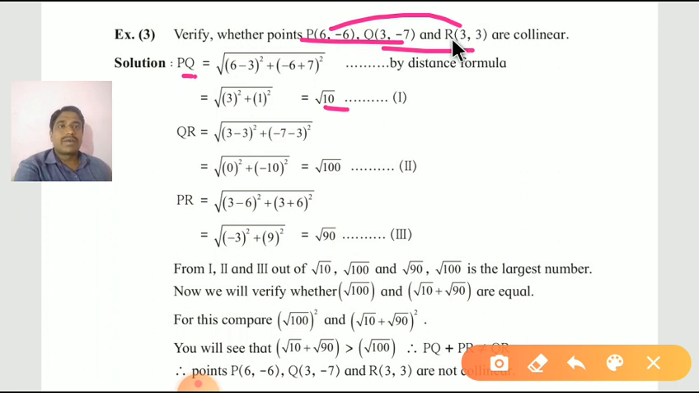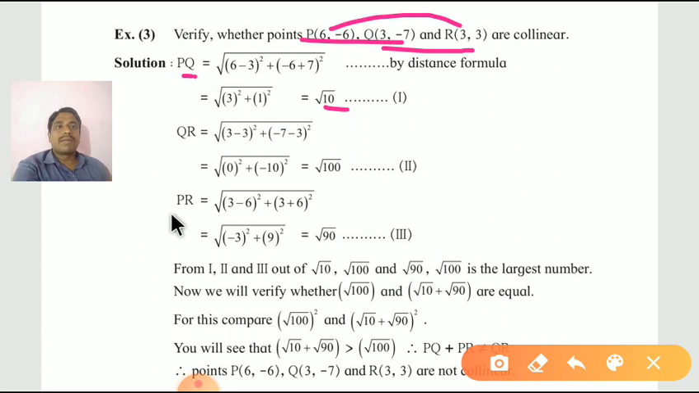By using the distance formula, put the values: (3 minus 3) bracket square plus (minus 7 minus 3) bracket square. 3 minus 3 means 0, 0 square, plus minus 7 minus 3 means minus 10 bracket square. 0 square is 0, and minus 10 square is 100, so the square root of 100 means only 10. Now here the value is root 10, we can't write 10, only put the values in square root.